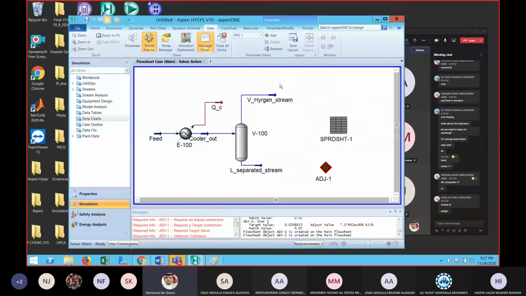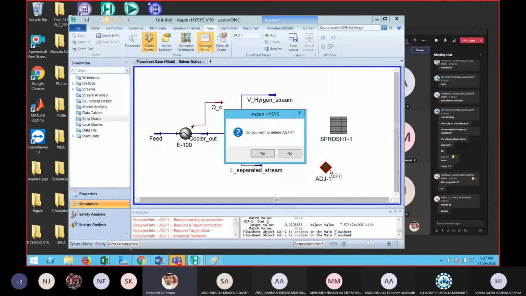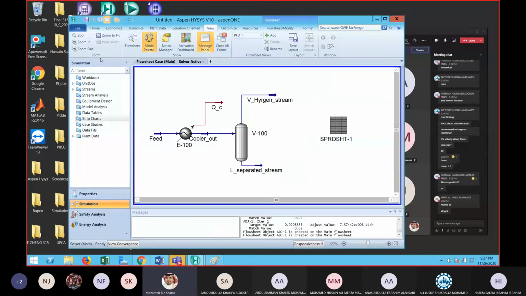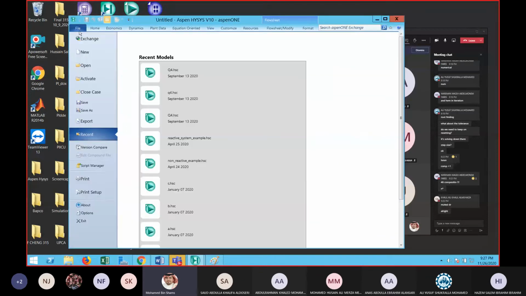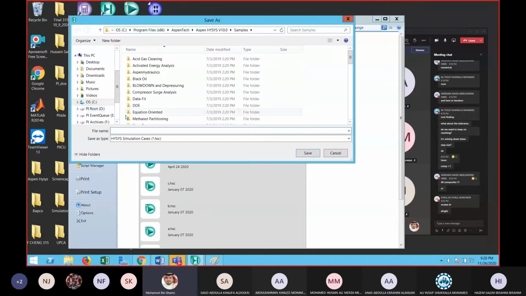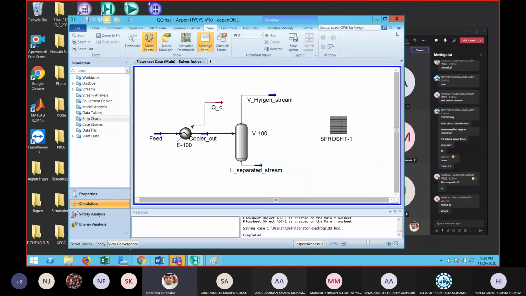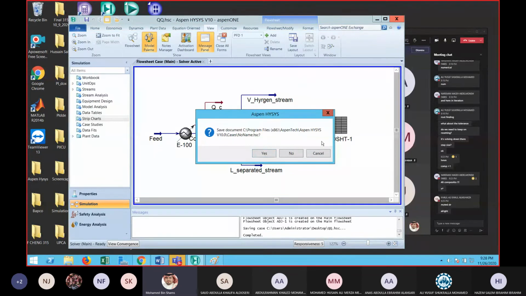بس before that I'll delete the adjust. Let me save it as in the desktop. Just save it. I need to close this.